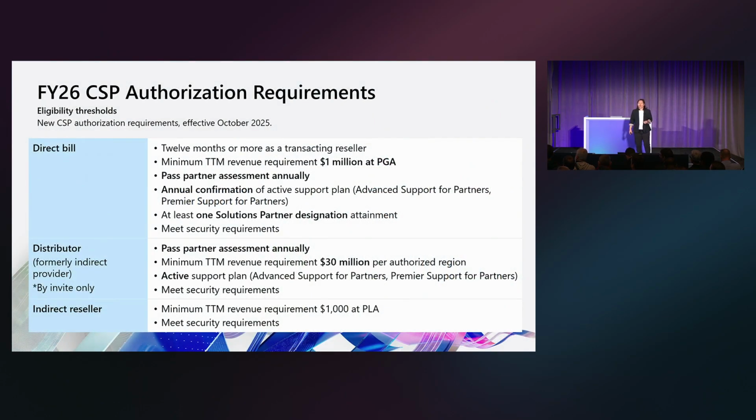So there's a lot to read, but essentially when we think about the CSP authorization requirements, I see a lot of direct bill partners here. What you need to know is the 12 months transacting as a transacting reseller is only applicable if you are new. If you are an indirect reseller today, trying to become a direct bill, you need to have a proven track record as a reseller prior to that. Then you need to meet minimum trailing 12 months, $1 million at the partner global account level.